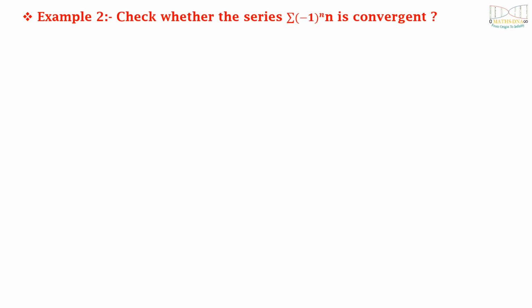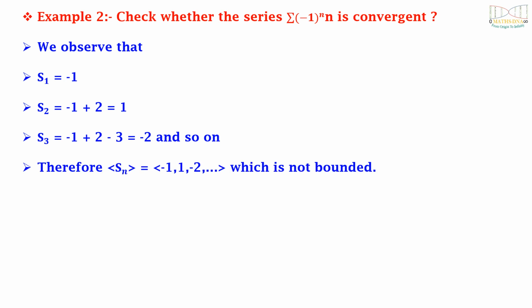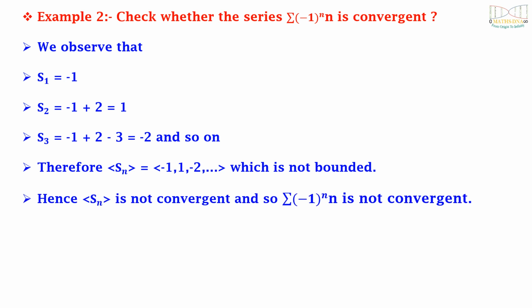Example 2. Check whether the series summation of minus 1 raised to n into n is convergent. Now we observe that S1 is equal to minus 1, S2 is equal to minus 1 plus 2, which is equal to 1. S3 is equal to minus 1 plus 2 minus 3, which is equal to minus 2, and so on, which gives us S_n as minus 1, 1, minus 2, and so on. Now this is not bounded. Therefore, S_n is not convergent, and therefore summation of minus 1 raised to n into n is also not convergent.